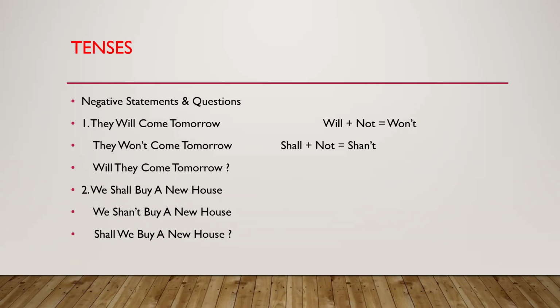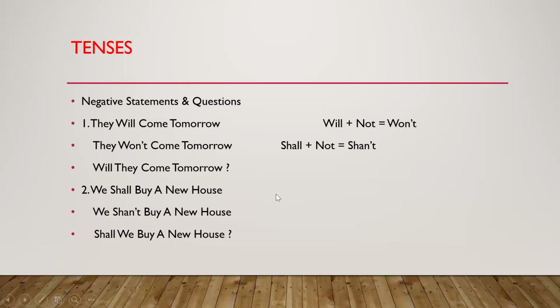In example one, we used will. In the same way, we use shall also. We shall buy a new house. We shan't buy a new house. Shall we buy a new house? In this way, we write the negative statements and questions using will and shall in the simple future tense.